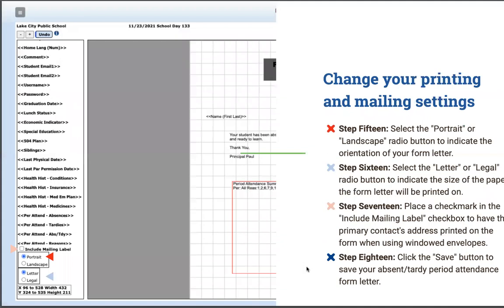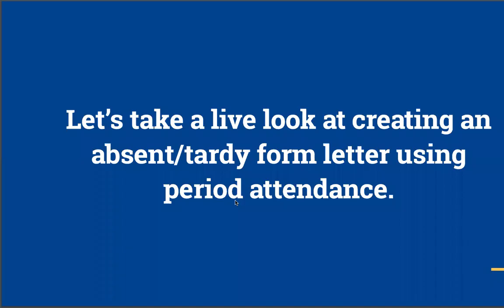All right, we're almost done here. Then you're going to select the portrait or landscape radio button to indicate the orientation of that letter. You're going to select letter or legal to indicate the size of the paper that you want to print the form letter on. And if you want to include a mailing label, check the include mailing label checkbox to have the primary contact's address printed on the form when using windowed envelopes. And then once again, you're going to click save to save your absent tardy period attendance form letter.